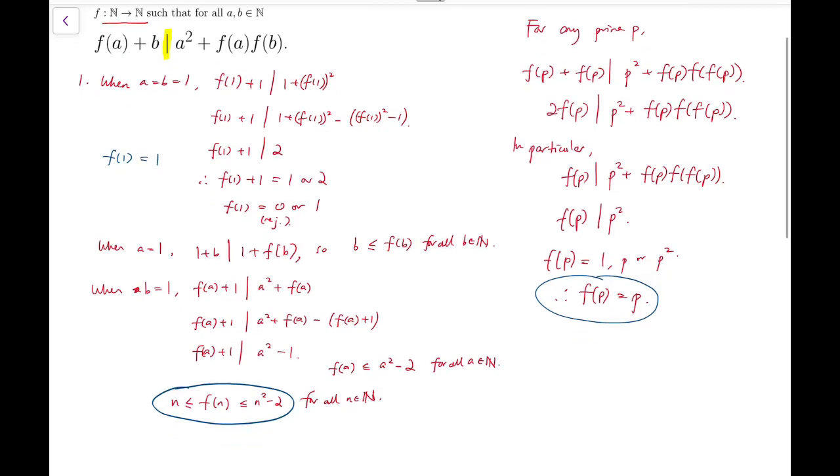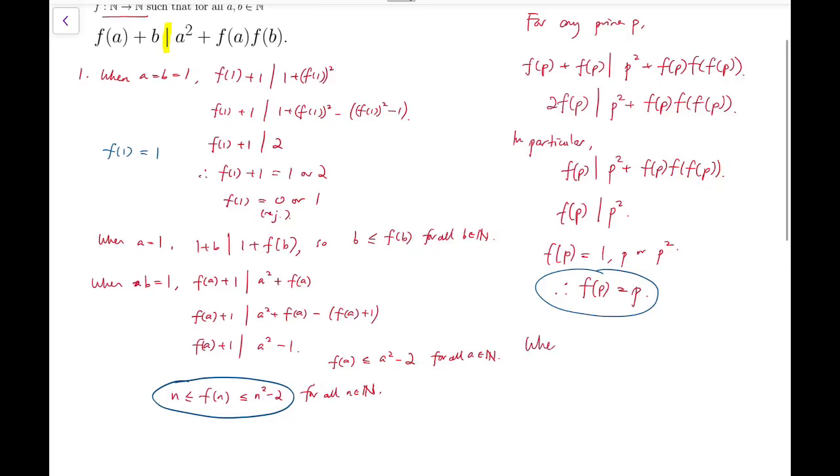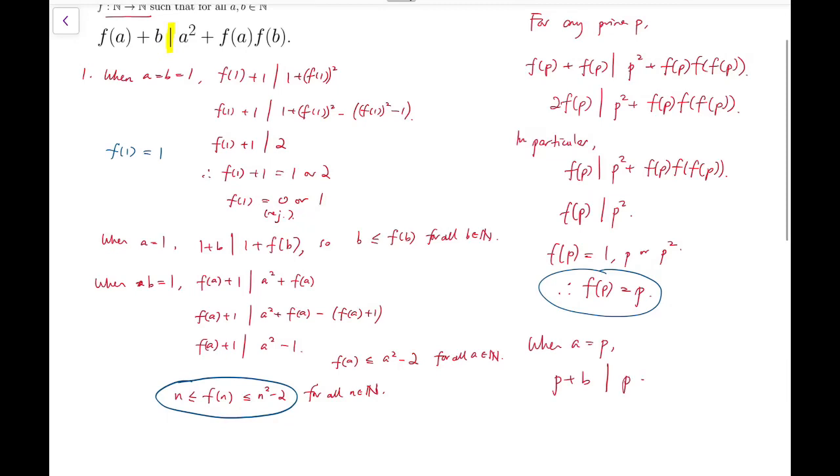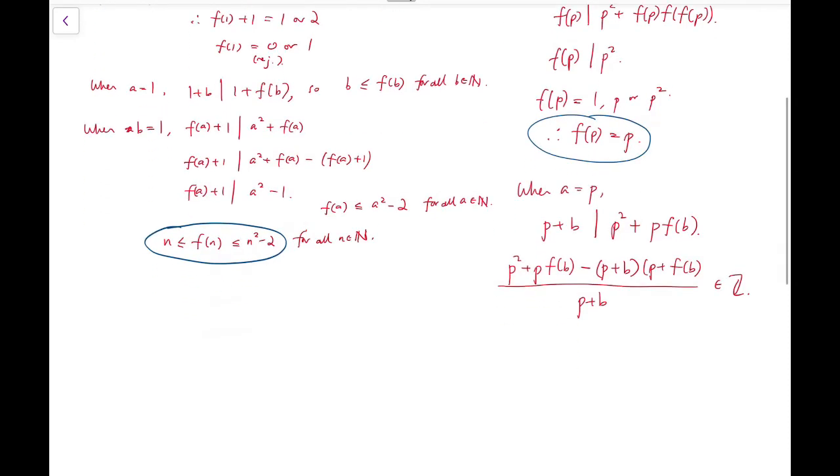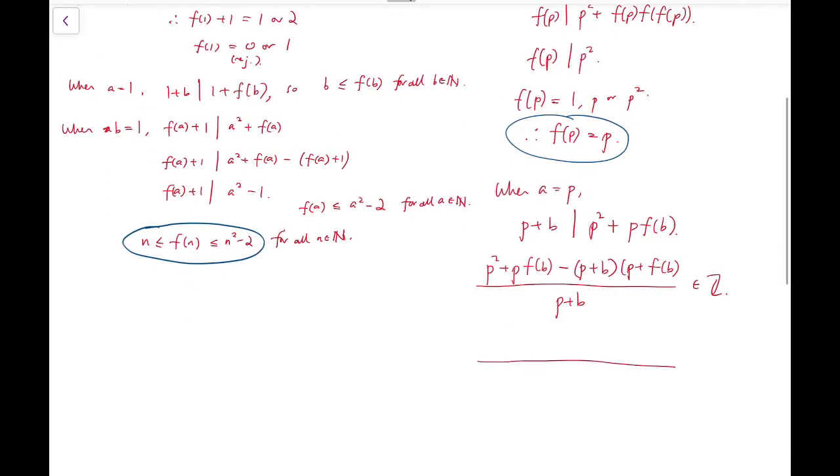Now, having known this, I'm going to rewrite with a equals p. When a equals p, then p + b divides p squared plus p times f(b). And now I'm going to say that p squared plus p times f(b) minus p + b times (p + f(b)) over p + b is still an integer. That's simply the quotient from the divisibility minus p plus f(b).